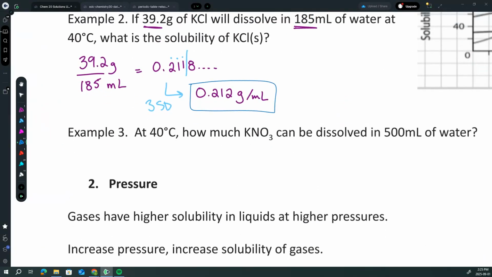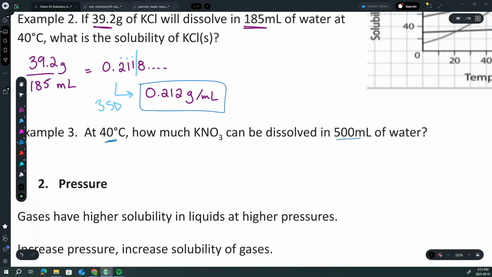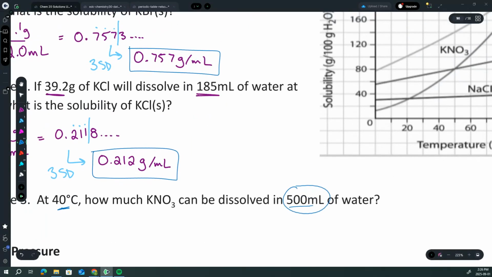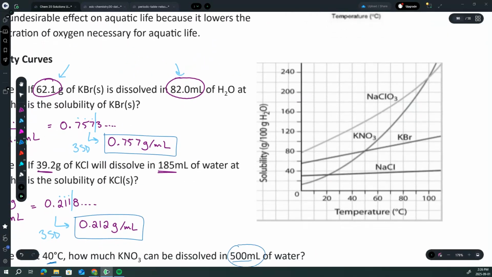Okay. Example number 3. At 40 degrees Celsius, how much potassium nitrate can be dissolved in 500 milliliters of water? All right, so for this one here, we need to first figure out what the solubility value is for potassium nitrate in water at 40 degrees, and then we need to set up some proportional reasoning to figure out how much can dissolve in 500 milliliters. The reason why we have to set up proportional reasoning is because this graph does not go up to 500 milliliters of water. Otherwise, we'd just look it up on the graph.